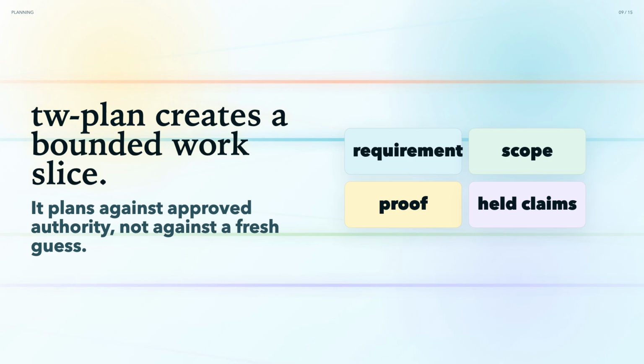After requirements are ready, tw-plan turns approved authority into a bounded work slice. The plan should say what will change, what must not change, which requirement owns the work, which tests or smokes will prove it, and what validation remains held.